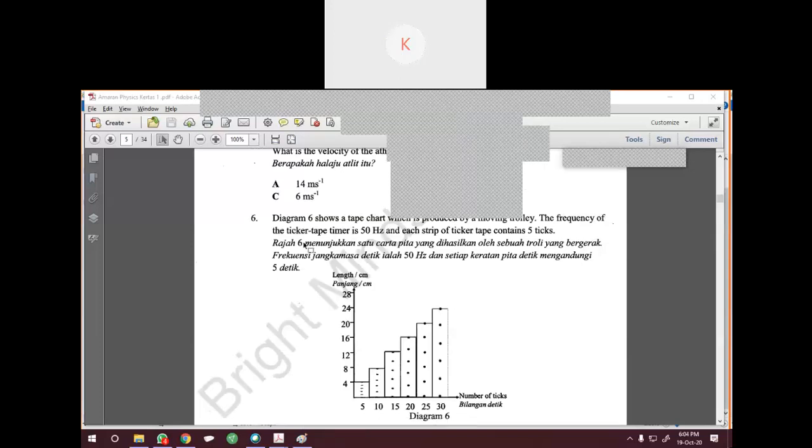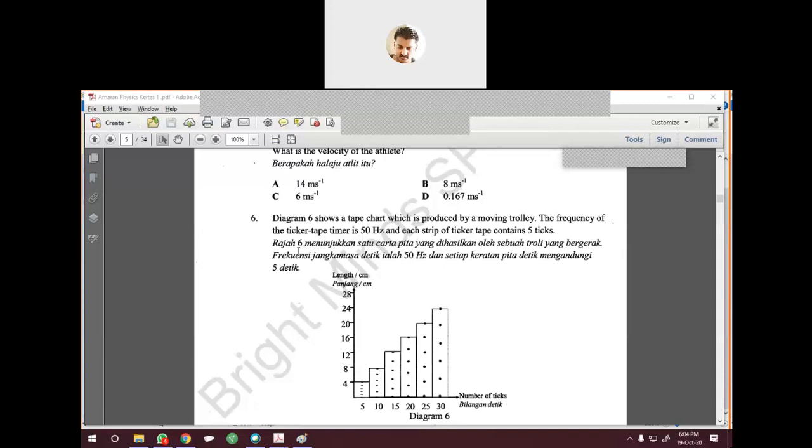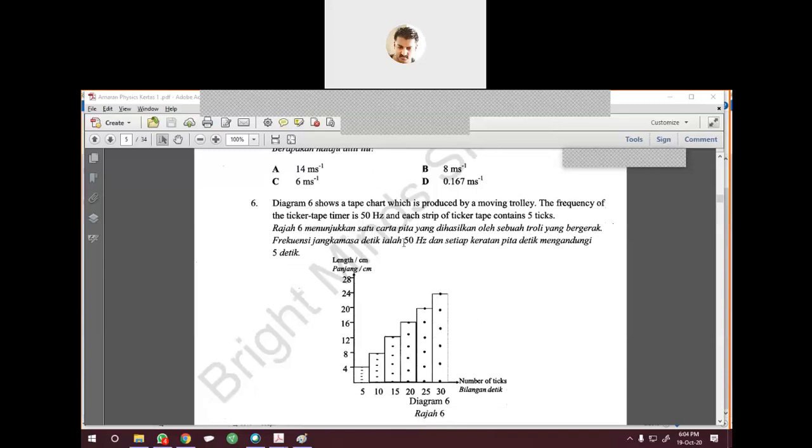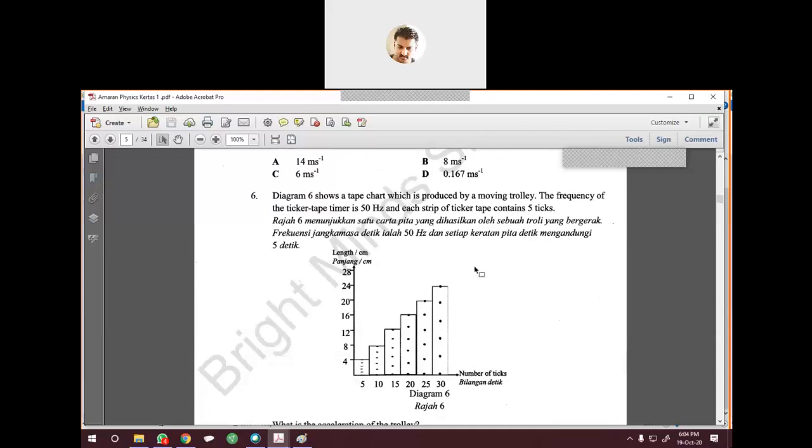I've also explained to you about this one the last time. They give you a ticker tape showing the motion of a trolley. Whenever they give you 50 hertz, what is the time? What is the formula? F is equal to 1 over T. So F is 50 means 1 over T equals 50, so T is 0.02. So how many ticks do you see here? 1, 2, 3, 4, 5.